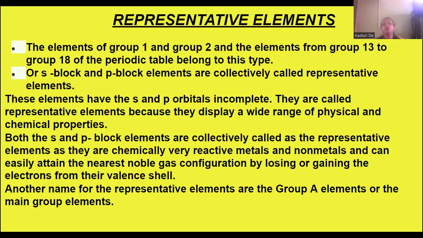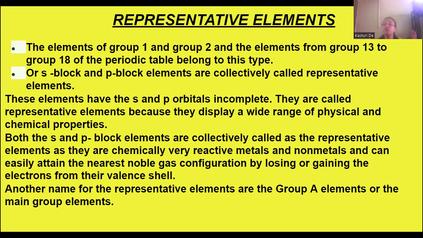Both the S and P blocks are collectively known as representative elements, as the chemically very reactive metals and non-metals can easily attain the nearest noble gas configuration by either losing or gaining electrons from their valence shell. So these S and P block elements are known as representative elements for 2-3 reasons. One is they display a wide range of physical and chemical properties.